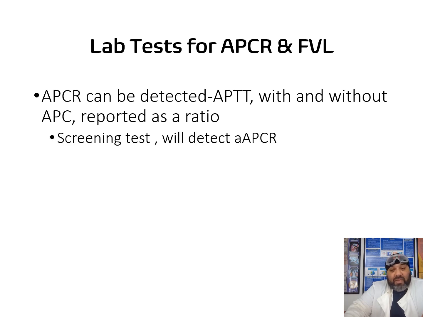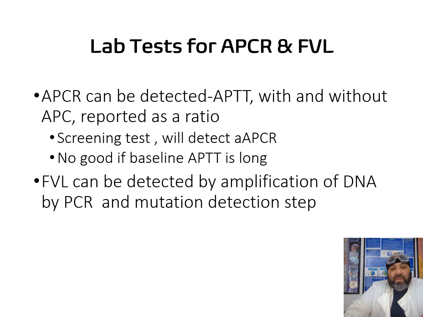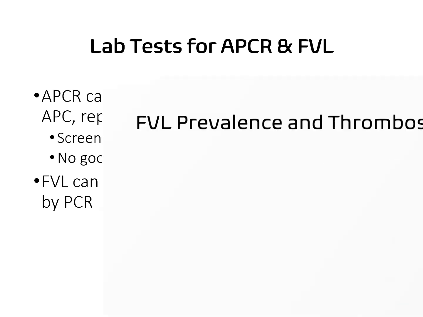There are screening test investigations that can be conducted, and they tend to detect APCR. It's no good conducting some of the more intricate investigations if the baseline activated prothrombin time is extended. Factor V Leiden can be detected by amplification of DNA by PCR, a polymerase chain reaction, and a mutation detection step.